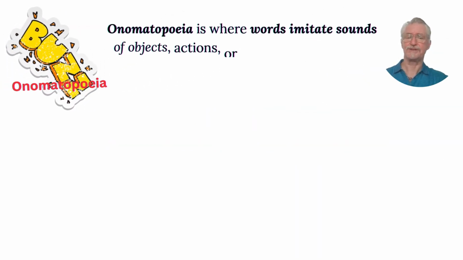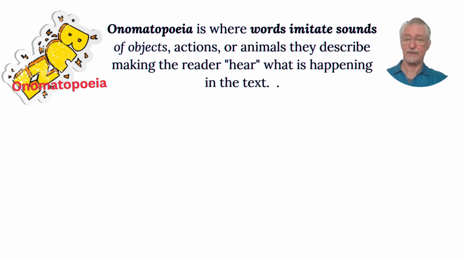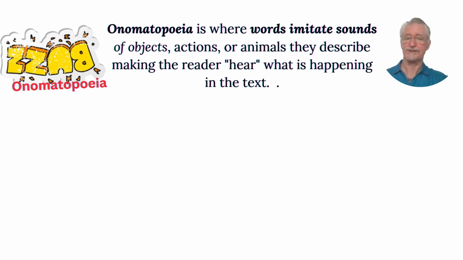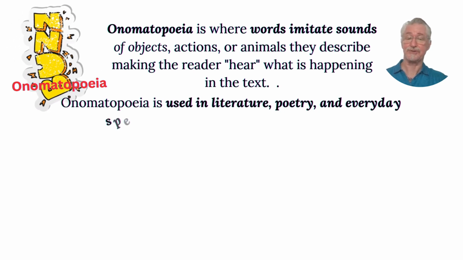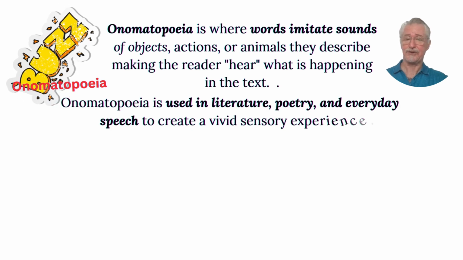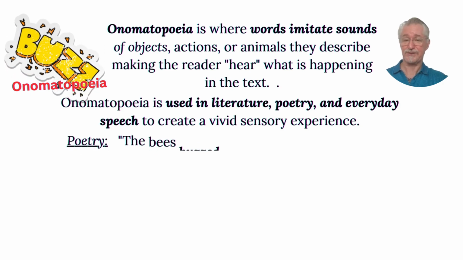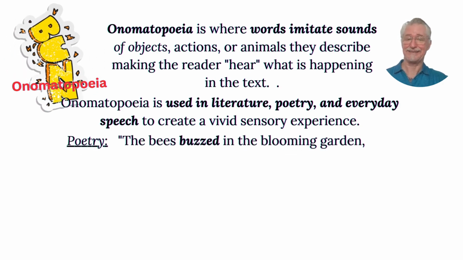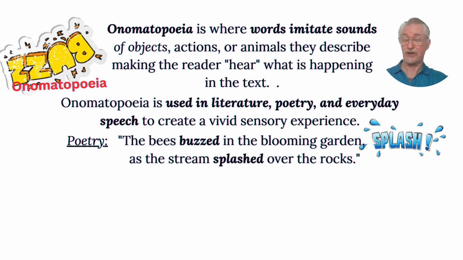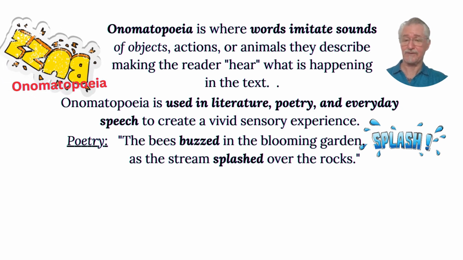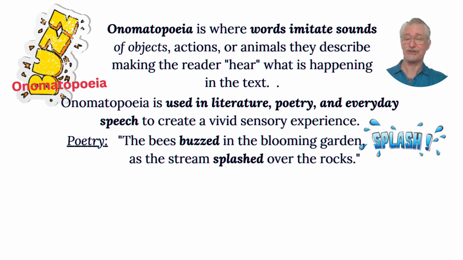Onomatopoeia is where words imitate the sounds of objects, actions, or animals that they describe, making the reader hear what is happening in the text. So, onomatopoeia is used in literature, poetry, and in everyday speech to create a vivid sensory experience. In poetry, the bees buzzed in the blooming garden as the stream splashed over the rocks. So, buzzed and splashed are an example of onomatopoeia where we can hear the bees buzzing and hear the stream splashing.